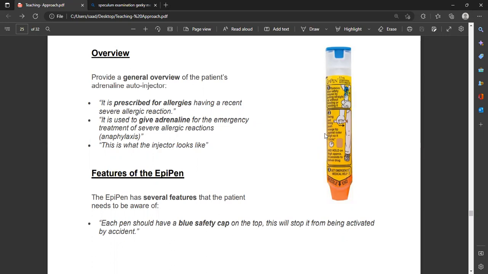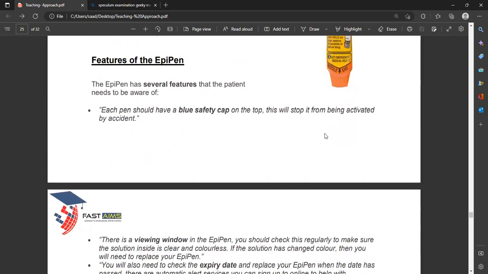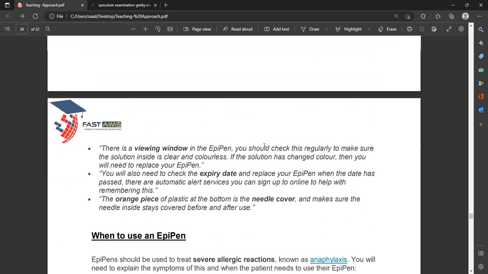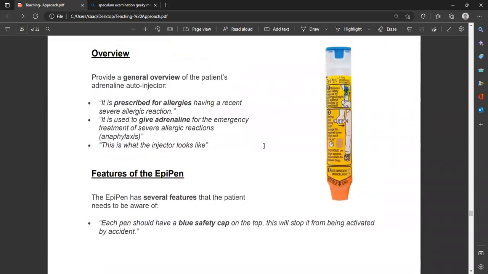So you just inject it when you are having symptoms of anaphylaxis. What are the symptoms of anaphylaxis? It is lightheaded or faint, breathing difficulties, wheezing, fast heartbeat, clammy skin, confusion, anxiety, and something is coming to the throat, shortness of breath. These are the symptoms of anaphylaxis. So the patients who have been diagnosed with some kind of allergies, all the patients have these EpiPens, and whenever they experience those symptoms, they just put this EpiPen in their thighs for the adrenaline.